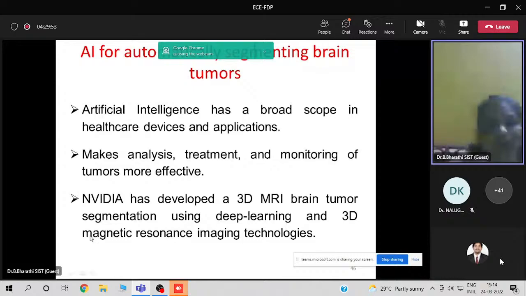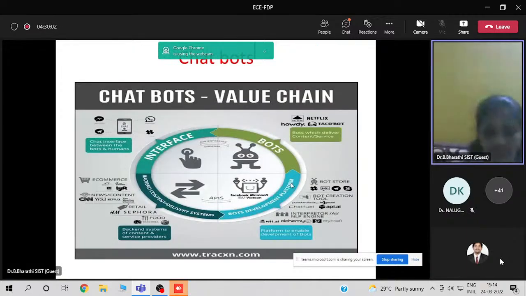You have MRI brain scans, better identification of diseases, better treatment policies, better monitoring of tumors. All this is possible because of machine learning.